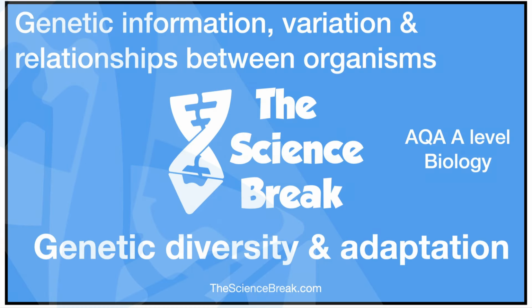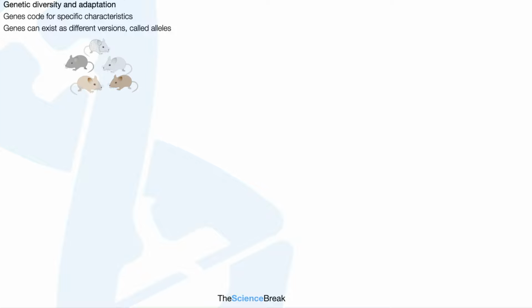Next, we're going to take a look at genetic diversity and adaptation. Genes code for specific characteristics. Genes can exist as different versions called alleles. Let's take a look at an example of how this works.